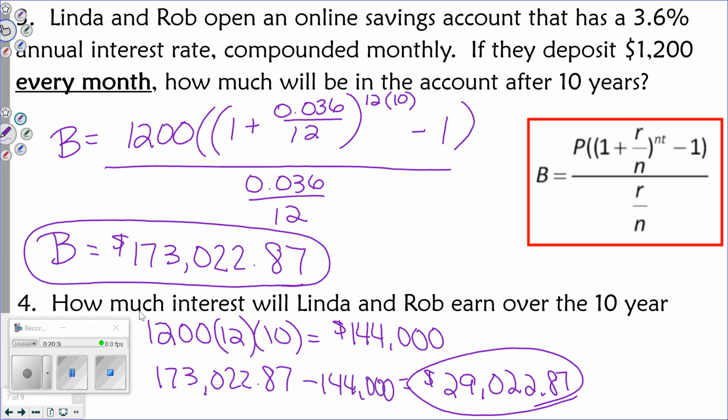But do we see how we have to take how much they're putting in per month times 12 to get how much they've put in a year, and then they did that for 10 years before we can subtract that off. That first problem was they put it in yearly, so we didn't have to multiply it as much. Questions so far? Are we doing okay? Yeah?